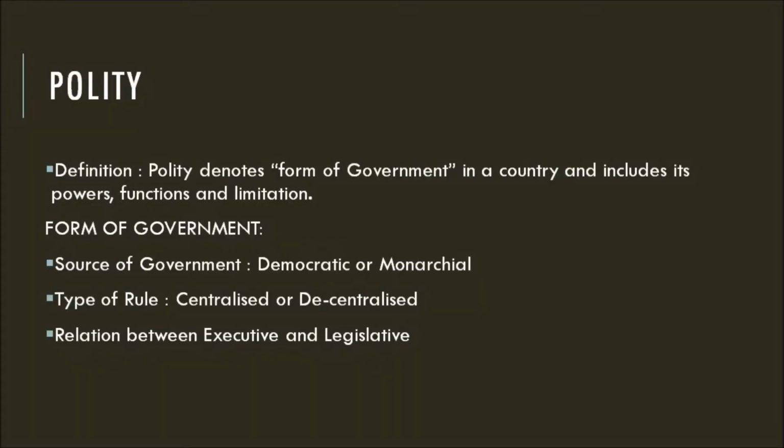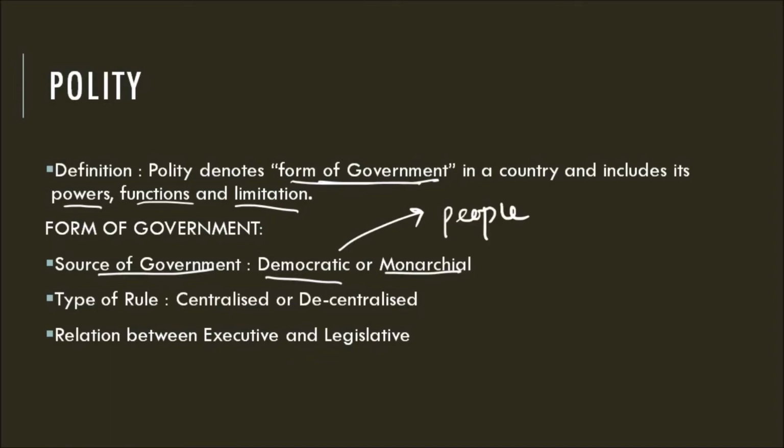Let's start with the definition of polity. Polity denotes form of government in a country and includes its power, functions, and limitations. By form of government, we mean what is the source of the government, whether it is democratic or monarchical. In case of democratic government, the government is elected by the people. But in case of monarchical government, the leader is chosen on a descendant basis. That means the next king will be the present king's son.